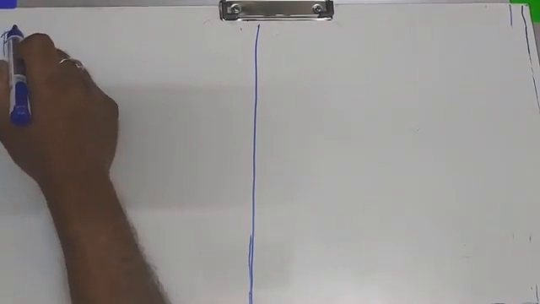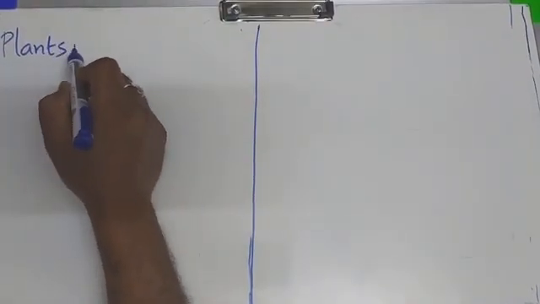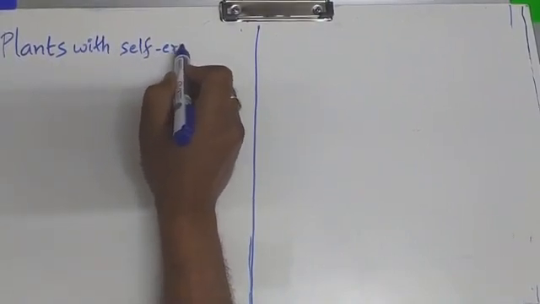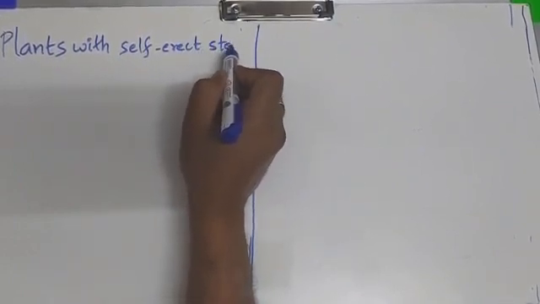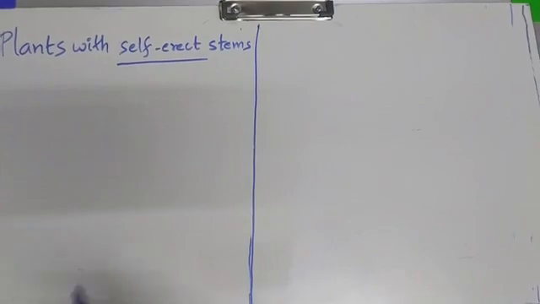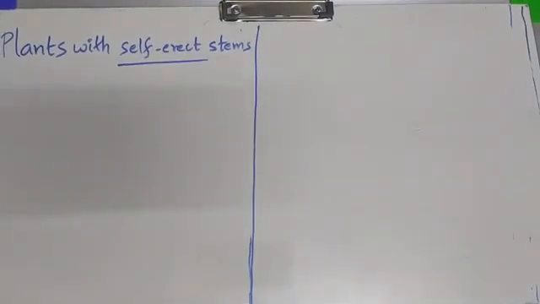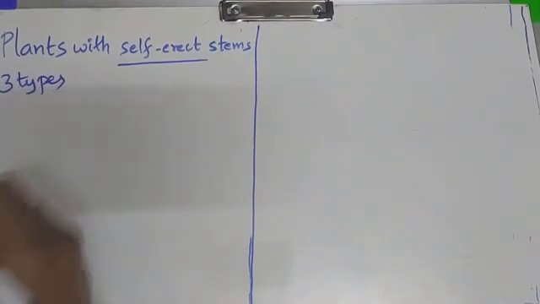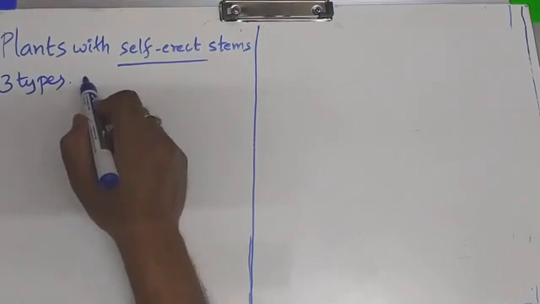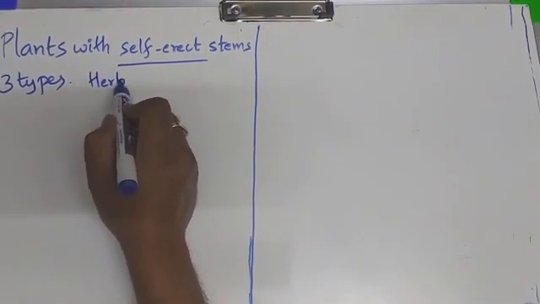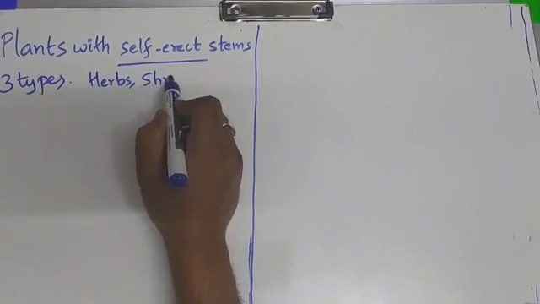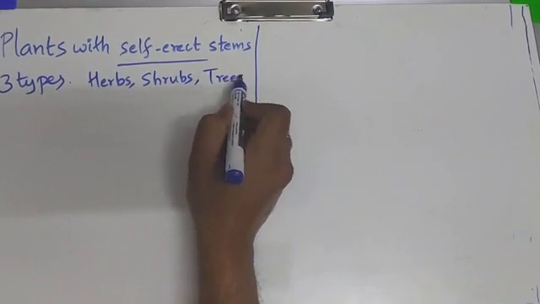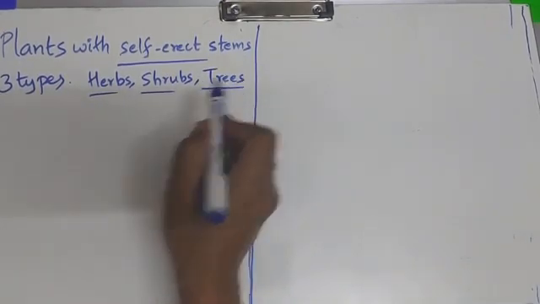Plants with self-erect stems. Self-erect stems means they grow erect on their own. Plants with self-erect stems are of three types. What are they? Herbs, shrubs, and trees. Herbs, shrubs, and trees.